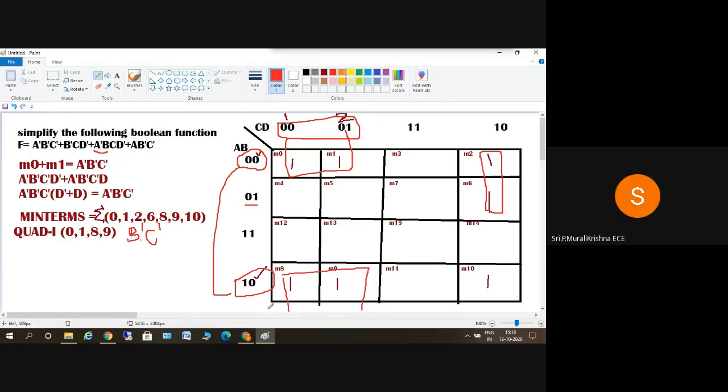Right. So I'll tell you, there is one more possibility of forming a quad here. Okay. So I'll show you that. So see all the terms here. So this M naught, right? M naught, M2, M10, and M8. So these terms can be taken as a quad here.